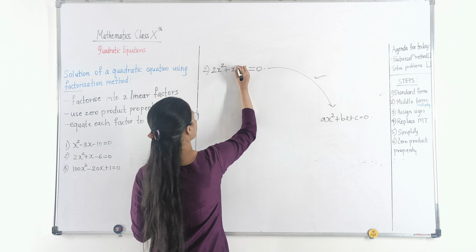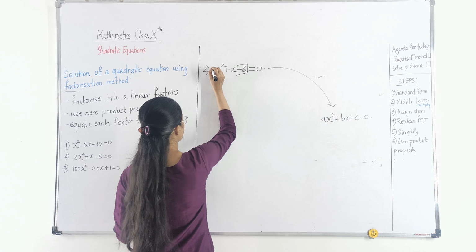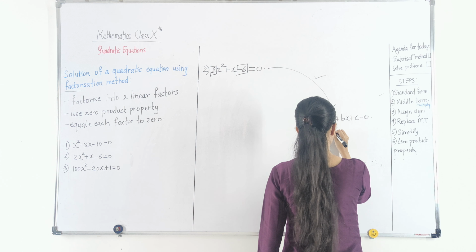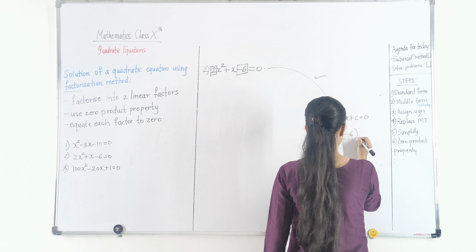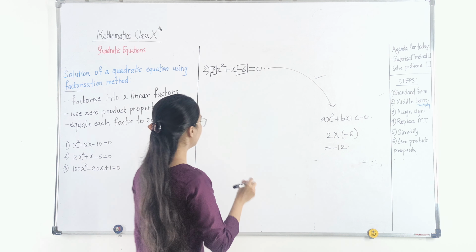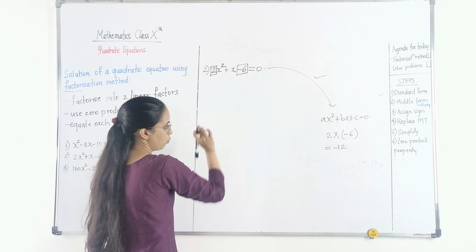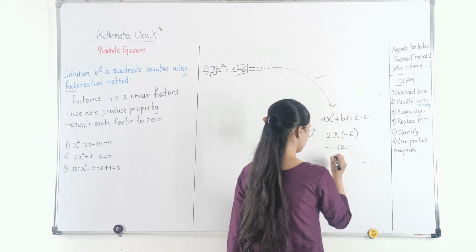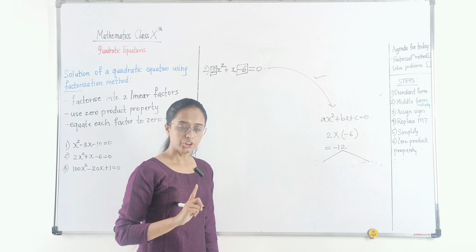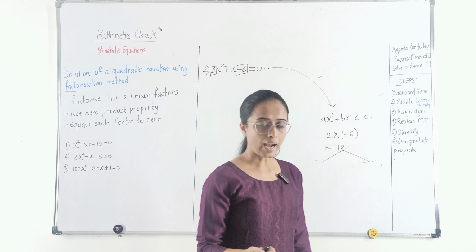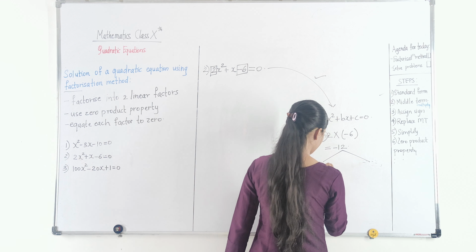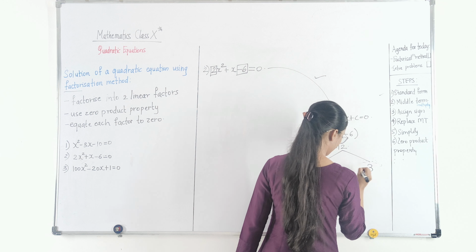So for that, you're going to multiply the coefficient of the first term and the constant term, which is 2 into minus 6. 2 into minus 6 is minus 12. Now, our middle term in this case is plus 1. So, you are supposed to factorize minus 12 in such a manner that when you add those two numbers, you would get the answer as plus 1. So, can I write 4 and can I write 3 over here?